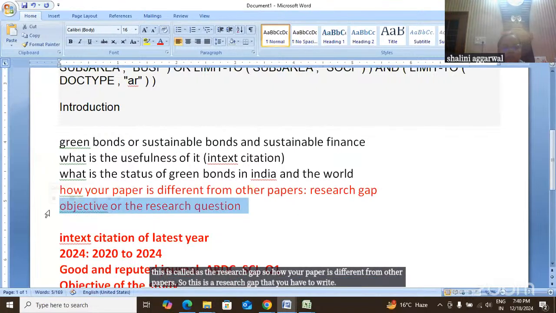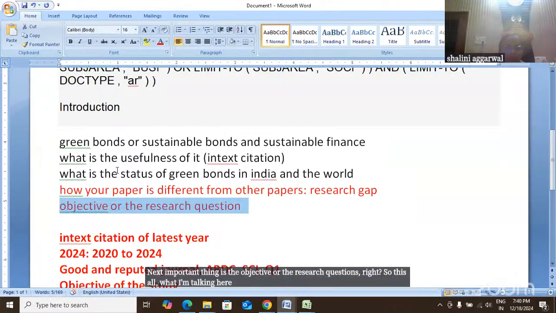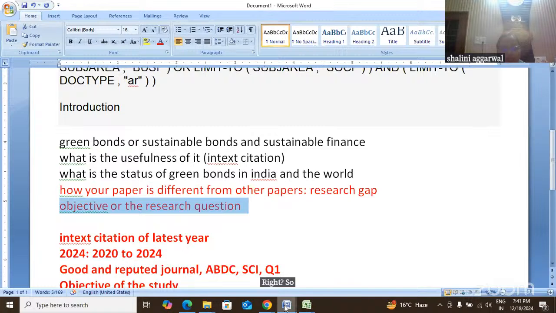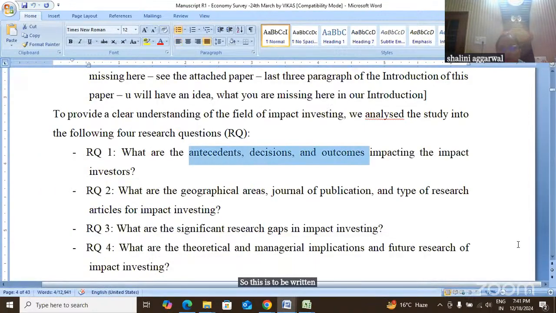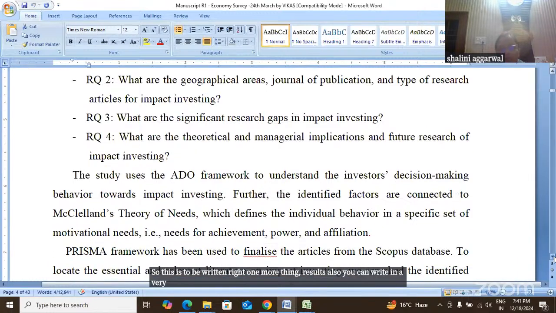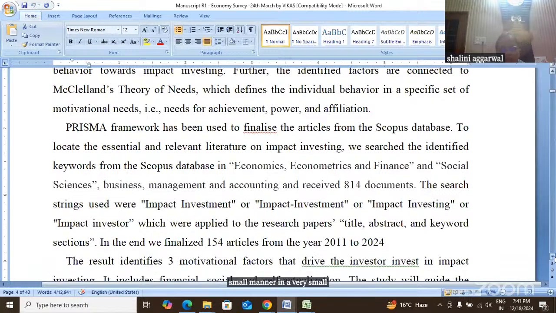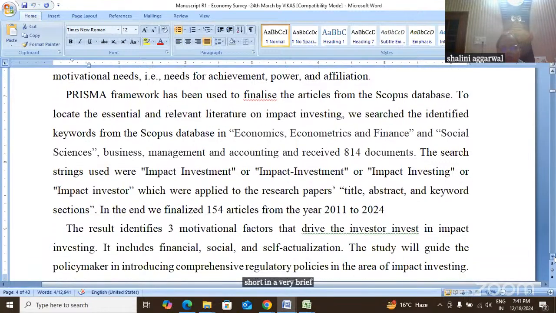The next important thing is the objective or the research questions, right? All of this that I'm talking about is the introduction, what content is to be added into the introduction. One more thing: results also you can write in a very small manner, very briefly.